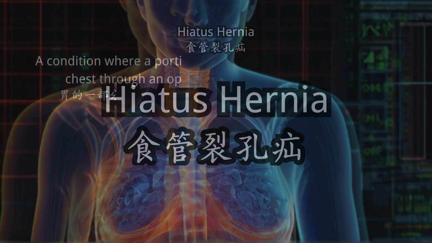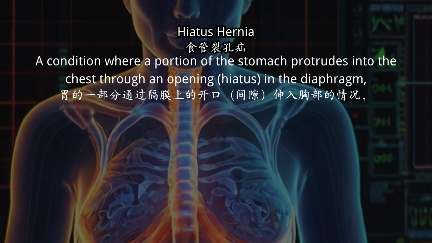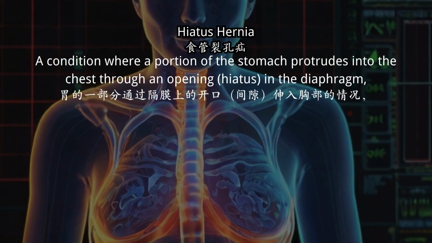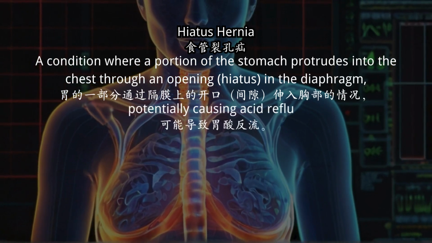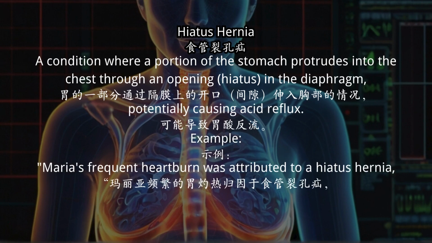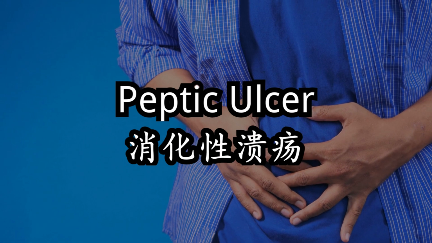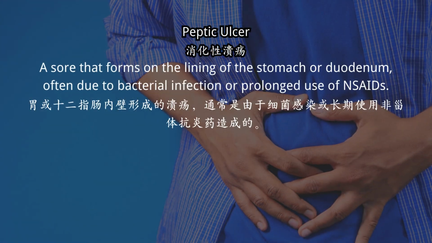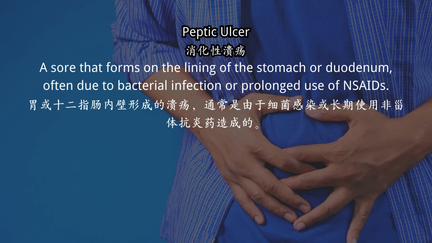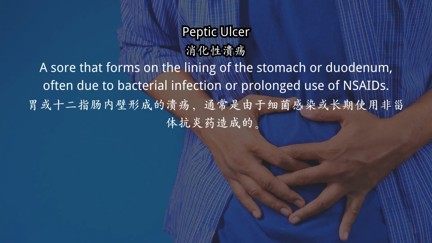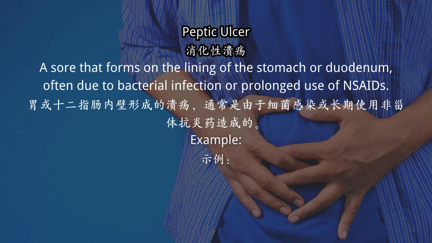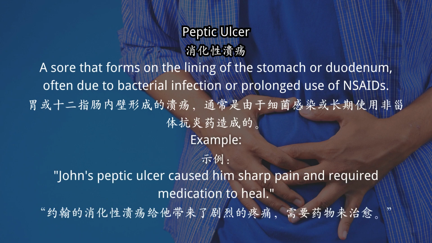Hiatus hernia. A condition where a portion of the stomach protrudes into the chest through an opening, hiatus, in the diaphragm, potentially causing acid reflux. Example, Maria's frequent heartburn was attributed to a hiatus hernia, which was diagnosed through imaging studies. Peptic ulcer, a sore that forms on the lining of the stomach or duodenum, often due to bacterial infection or prolonged use of NSAIDs. Example, John's peptic ulcer caused him sharp pain and required medication to heal.